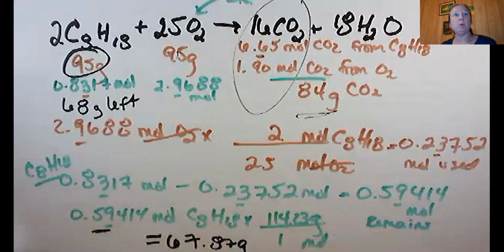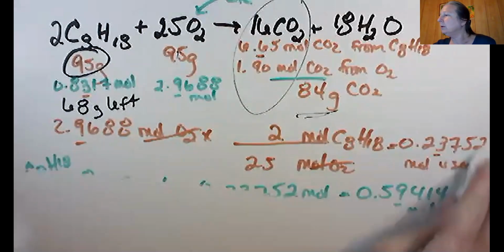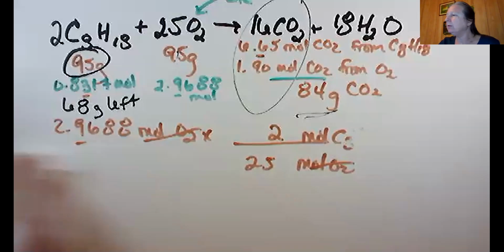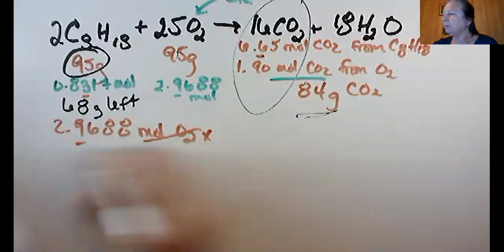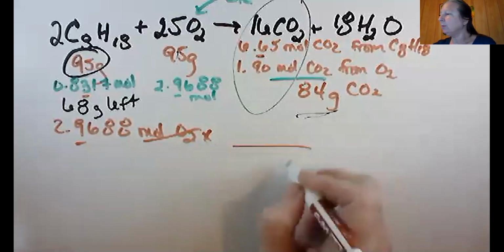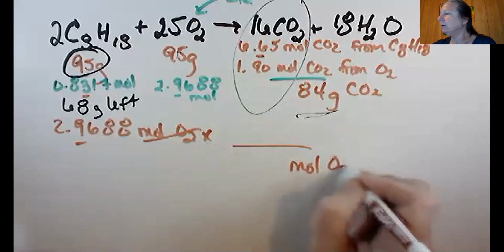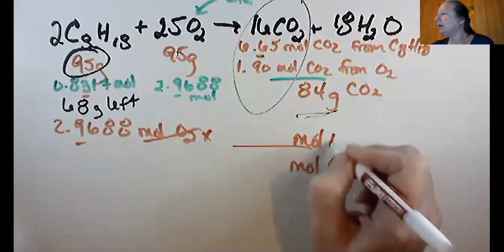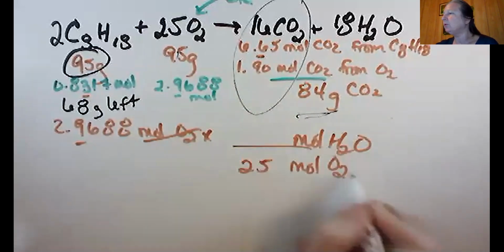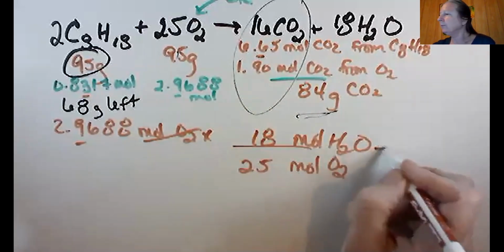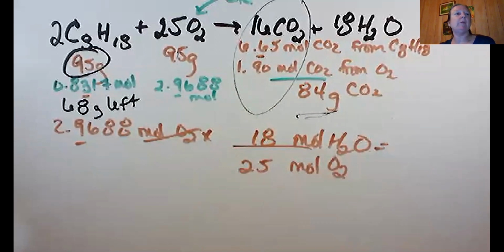So there's one more I'm going to work through. By the way, if you're curious about the water, should we calculate the water really fast? How much water will get made? I'm using my moles of oxygen because that's my limiting reagent. I'm going to change the identity of oxygen to water using this relationship. I have 25 moles of oxygen and 18 of water. I do the math because I don't have that worked out.